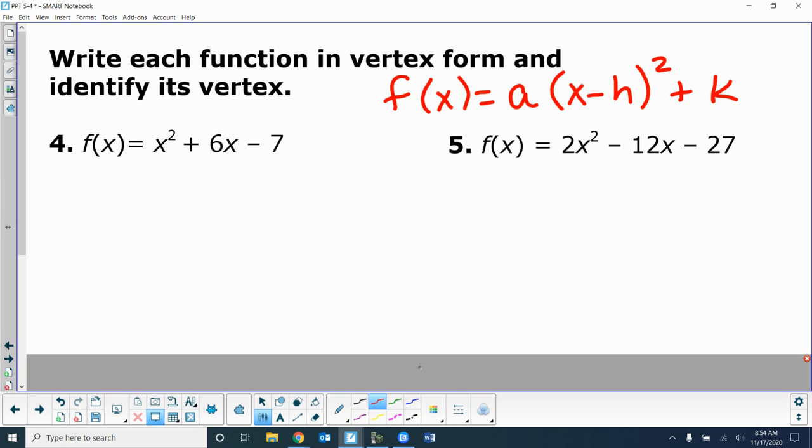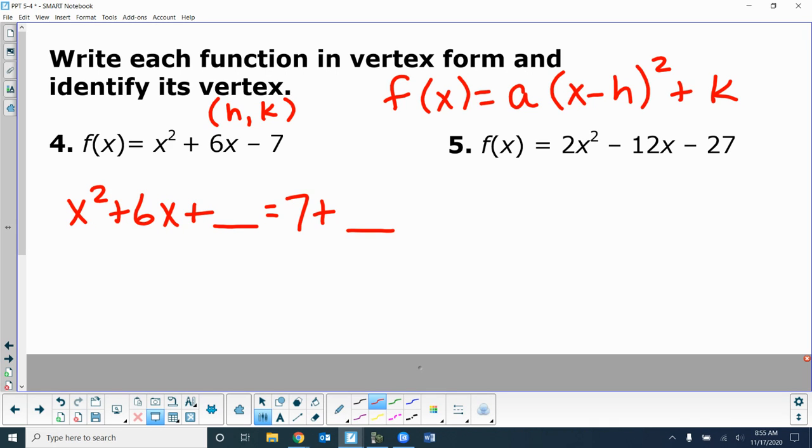All right, remember h, k was the what? Yeah, vertex was h, k. Okay, so this number and that, right? Like if this is x minus 3, the h is 3. If it's x plus 3, the h is negative 3. Remember that? Okay? So, what we do is this. We go x squared plus 6x plus blank equals 7 plus blank. Just like we're doing a problem like yesterday.